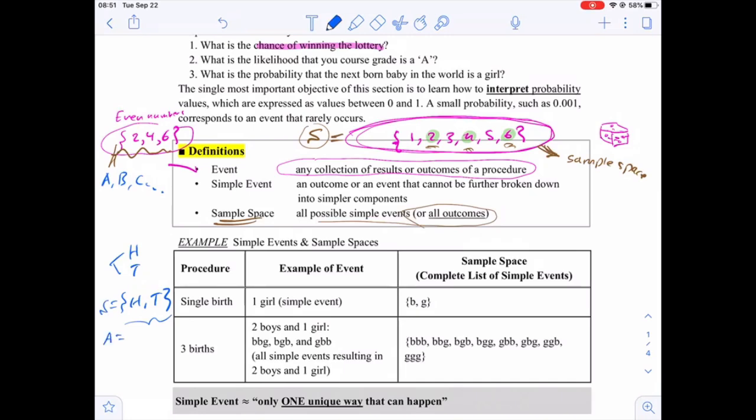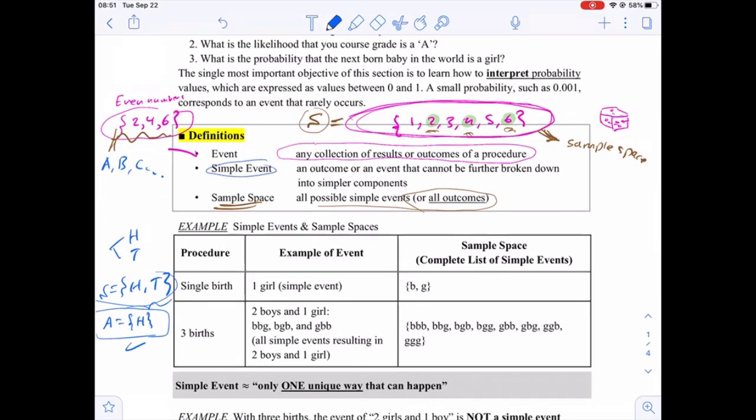Can you give me an example of an event of interest? You may say that I'm interested in seeing the chances of getting heads. That is a subset of the sample space, and it's called an event. So an event is a subset of the sample space. A simple event is an event that cannot be broken down into simpler events. For example, here we can't break down the event A into other events.